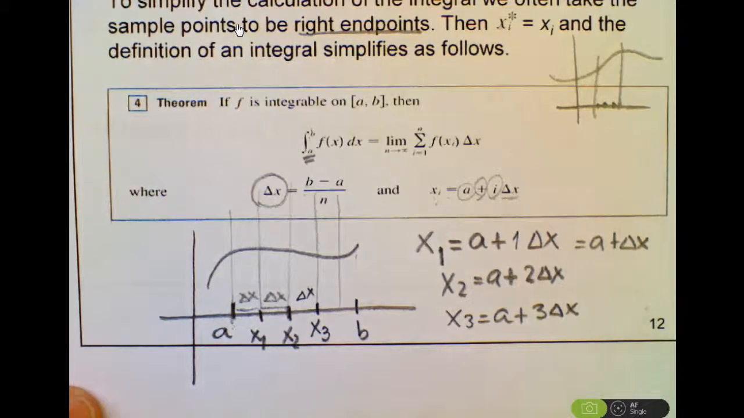And this is something that you already practiced in the first exercise of section 5.1. You were dividing into 8 rectangles, and you found that delta x was 0.25, so you were adding 0.25 to each of the x's that you were using. So it's kind of the same idea.